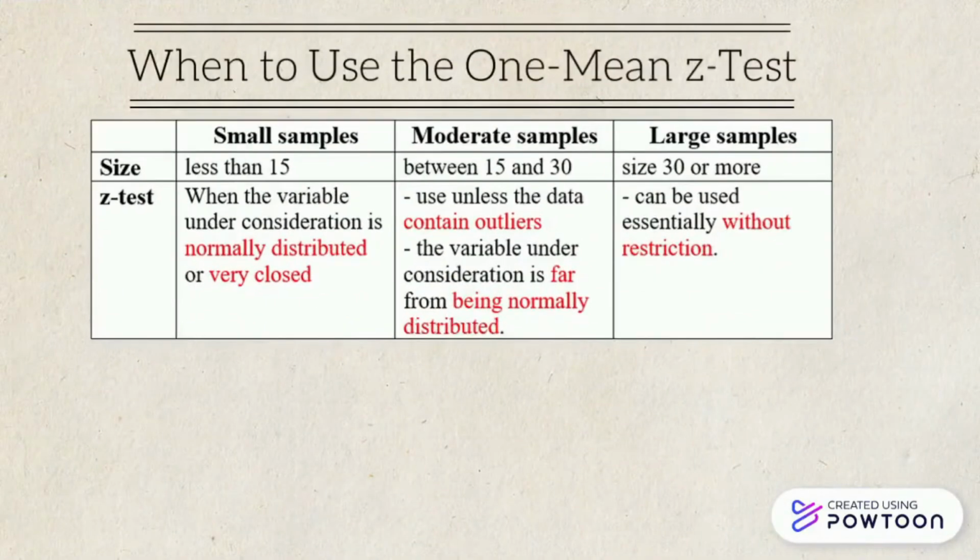When to use the one-mean z-test? For small samples, the size is less than 15. For moderate samples, the size is between 15 and 30. For large samples, the size is 30 or more.